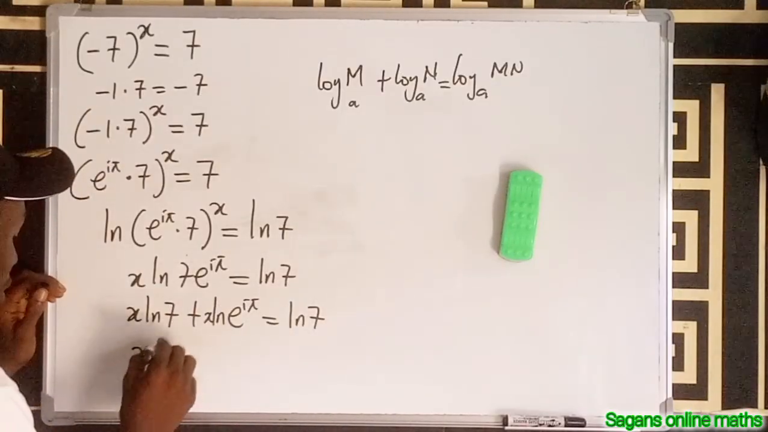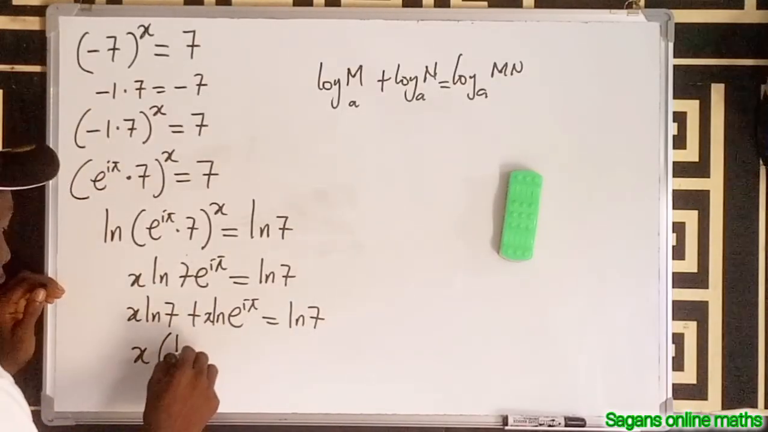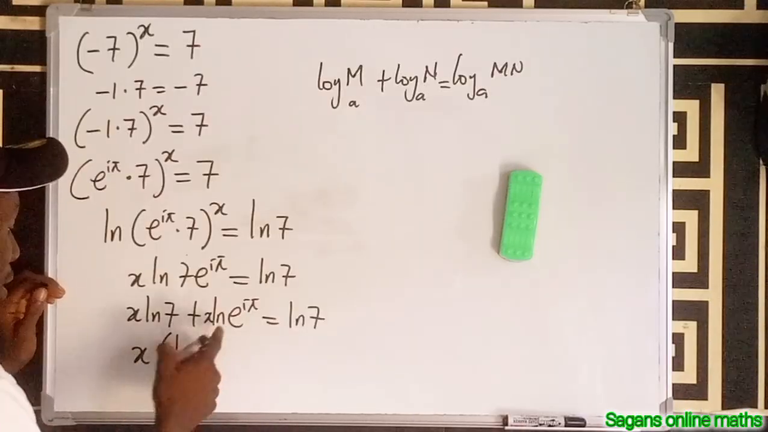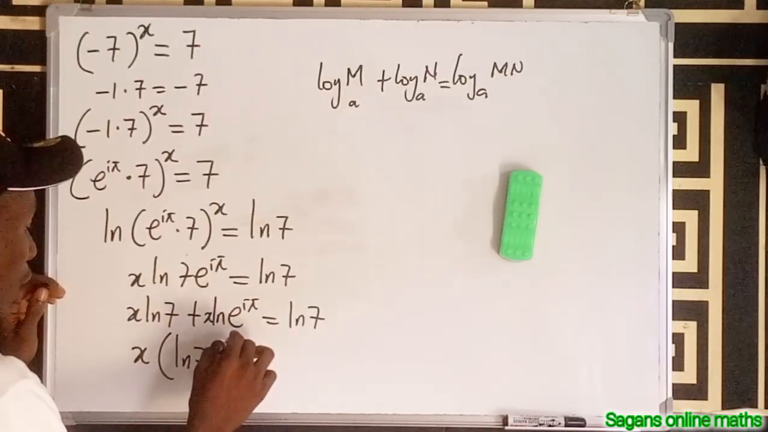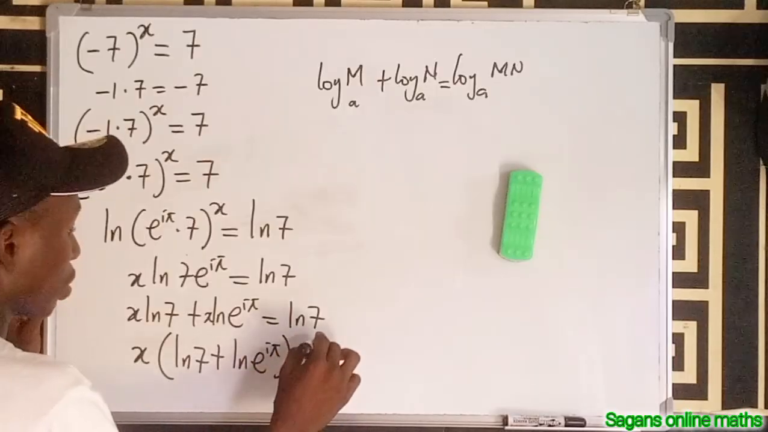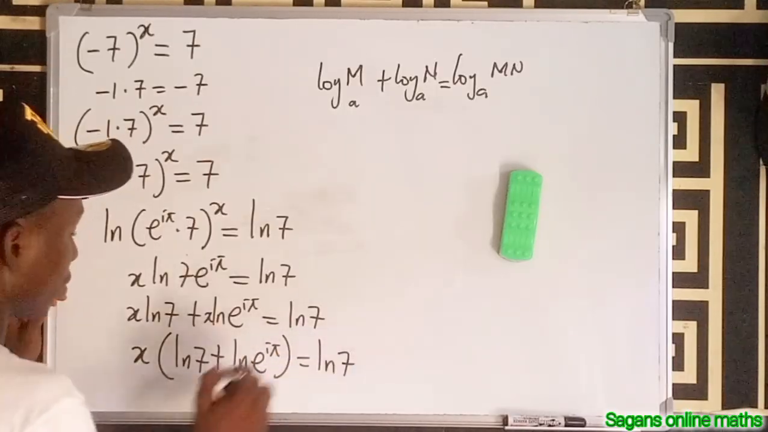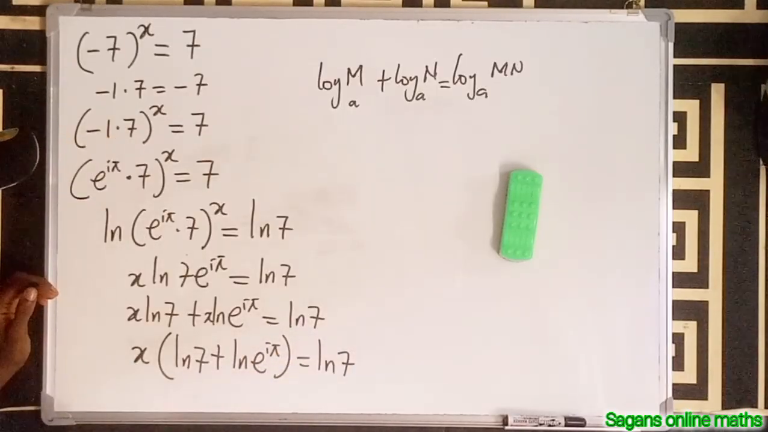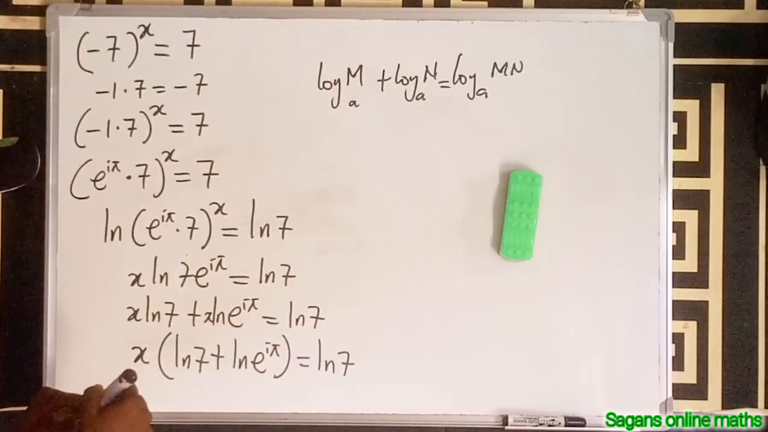So s is common. Divide this by this, we have ln 7, which is natural logarithm of 7. Divide this by the, we have plus natural logarithm of e to the power of i pi, right? Then equals natural logarithm of 7. Now at this point we can do something very interesting, right?